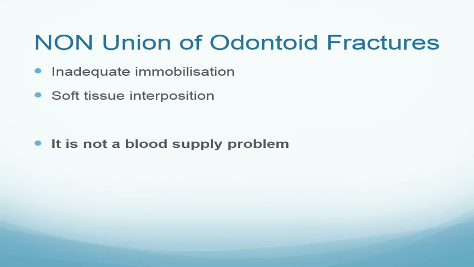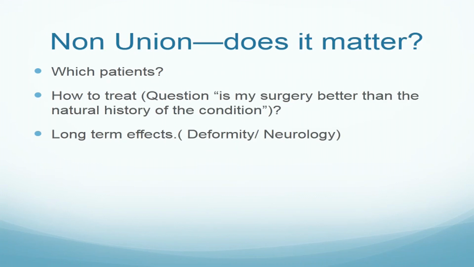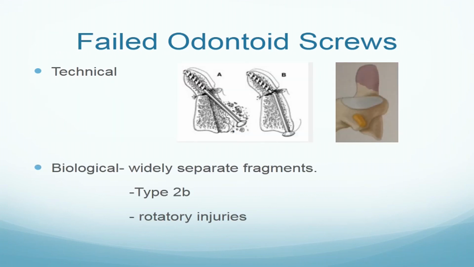So, non-union, again, it's not an avascular necrosis. That is a figment of the orthopedic literature of 30 years ago. It's non-union, the same way as an ankle. So, very quickly moving on, which patients? And the most important question, is the operation that I can offer better than the natural history of a non-union with fibrous healing? Unless you can answer that honestly, you shouldn't be offering them an operation.